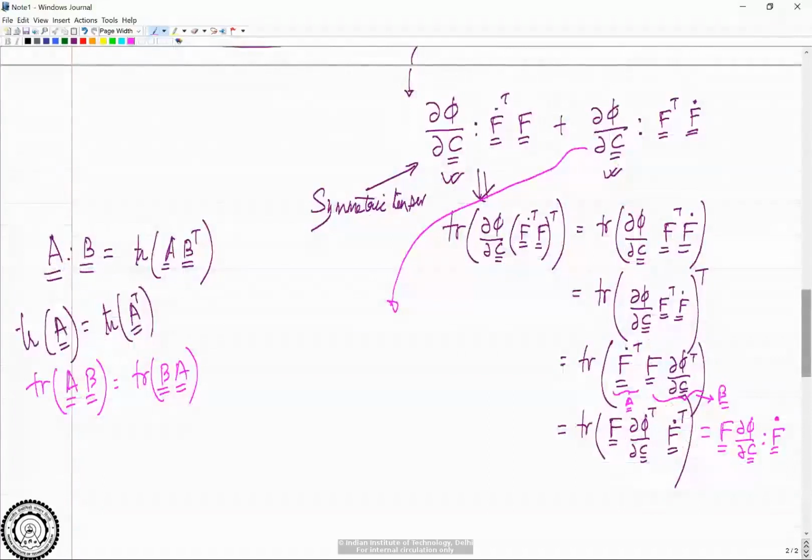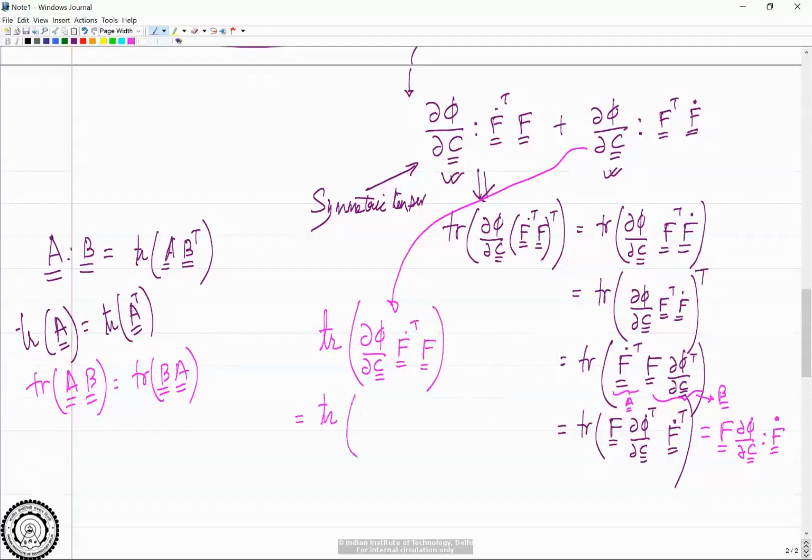So what do I do with that? Of course, let me first write it in the form of trace. So this is trace of del phi over del C, and then the transpose of that thing, which is F dot transpose into F. Okay, which is the same as, this is easier, trace of F dot transpose into F into del phi by del C.